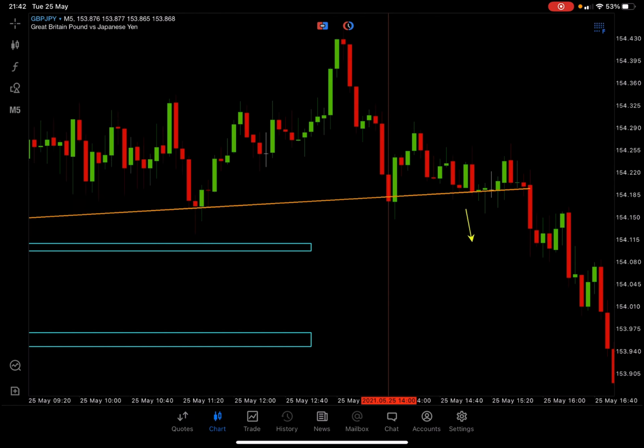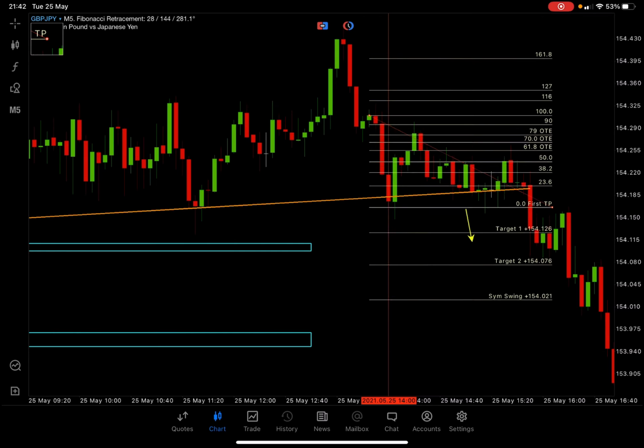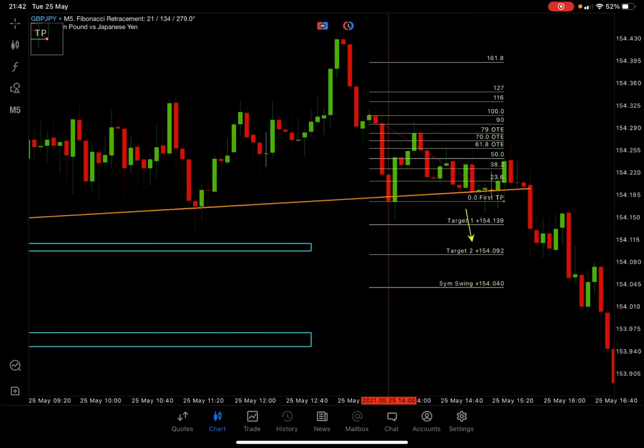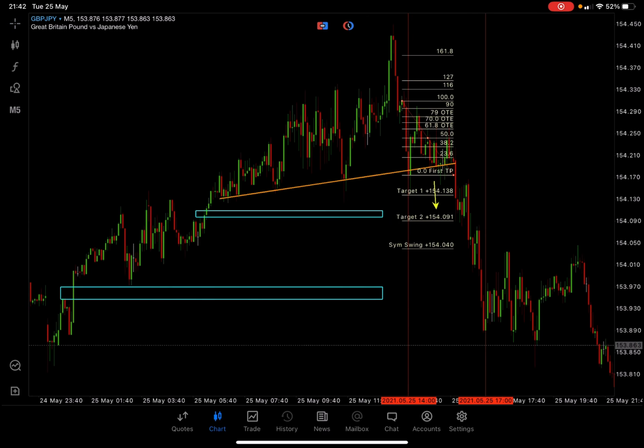So once you notice that, you can either put a fib from this last swing down to this bit here, which will give you an optimal trade entry area at the 61.8. That's why these wicks are coming up to that level. Stop loss here, and then you are going down to the symmetrical price swing.